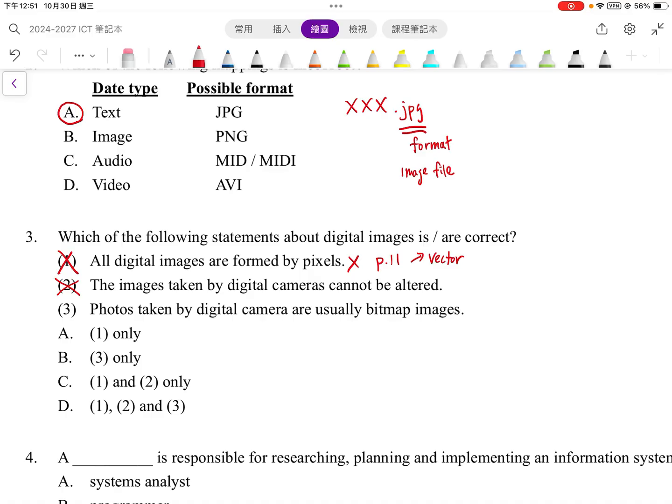Photos taken by digital camera are usually bitmap images, which is right, because again on page 11, you will see that vector image is only for describing lines, circles, polygons, those very mathematical things, and it is not suitable for describing photos taken by a digital camera, because you should get some images such as scenery, human portrait, something like that. So you cannot just use simple lines, simple polygons to describe those photos. So they should be bitmap images. So the third one is correct. So the correct answer should be B.